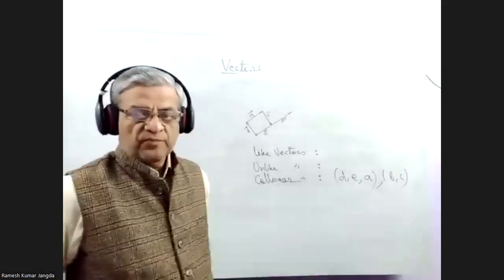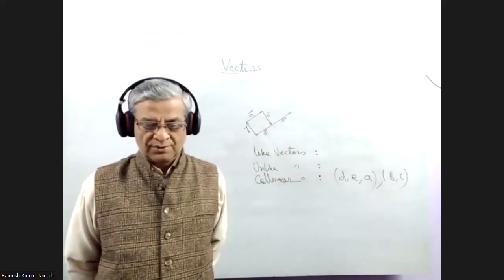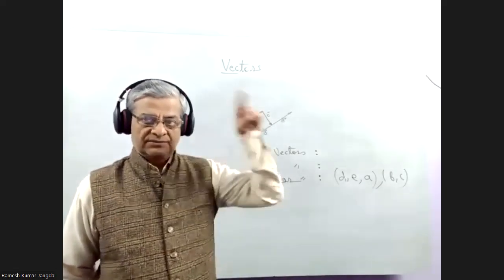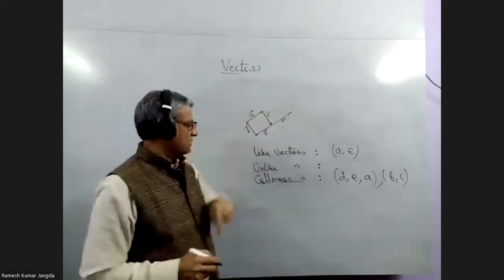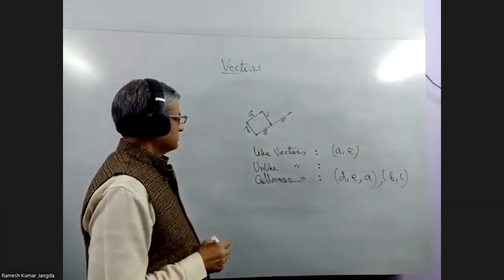Okay. Now, which are like vectors? Like vectors A and D. And A, D, and no. And D, E. A and E, okay. A and E are like vectors. Unlike vectors? Unlike B and C. B and C, yes.